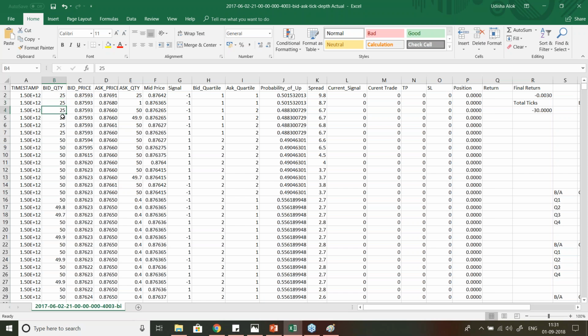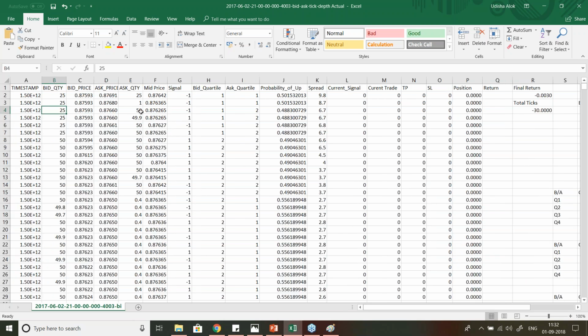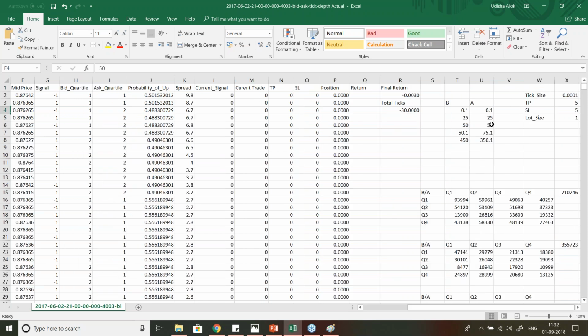Let us take this. Here the bid quantity is 25, right, Farooq? And ask quantity is 50. So bid quantity is in Q1, that is, it is between 0.1 to 25, less than or equal to 25. Equal to is there. So when it is less than or equal to 25, it will come in Q1. And here it is 50. So 50 less than or equal to 50, it comes in Q2, right? So now you can see that 50 comes in Q2, 25 comes in Q1.